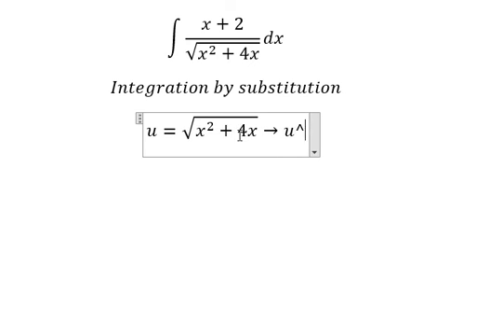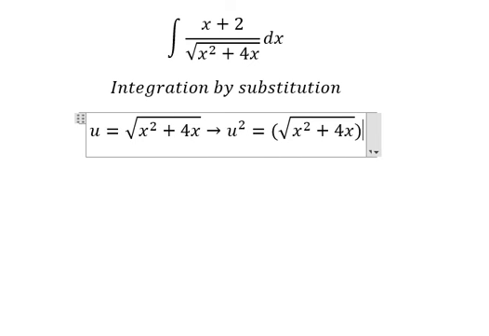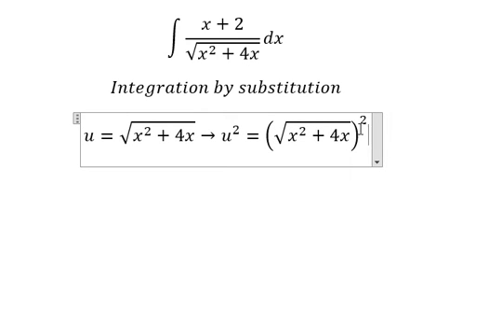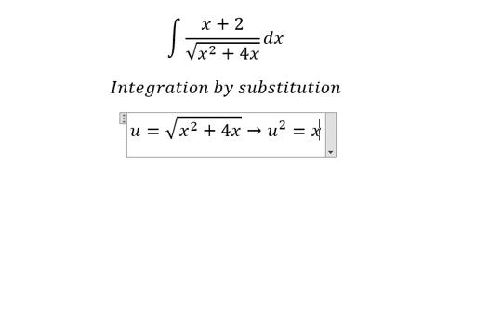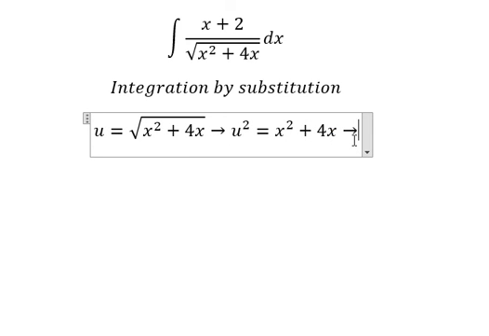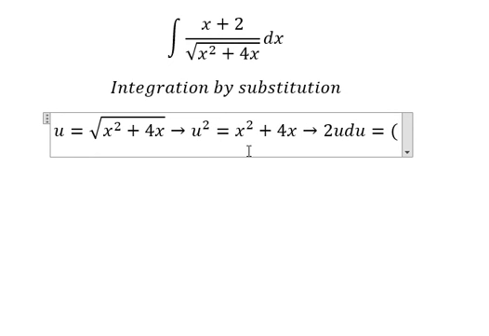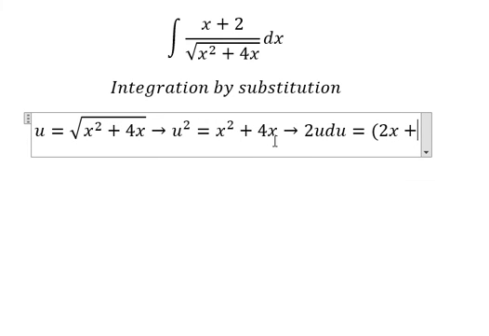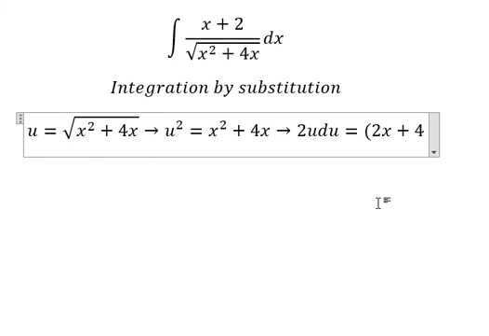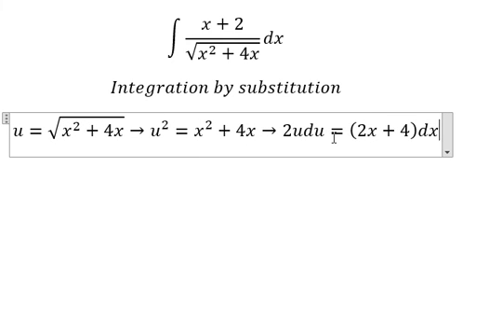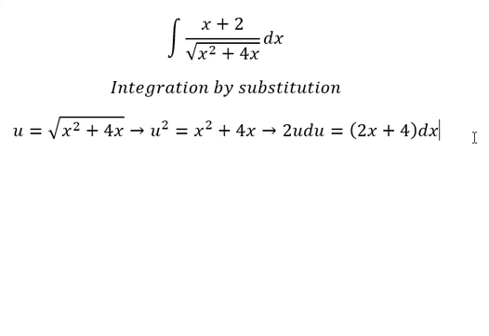Later, we put the square on both sides to cancel the square root. Next, we need to first take the derivative of both sides. First, the derivative of u squared gives us 2u. First, the derivative of s squared gives us 2s. This one we have number 1, so we have number 4. Now, we divide both sides by number 2.